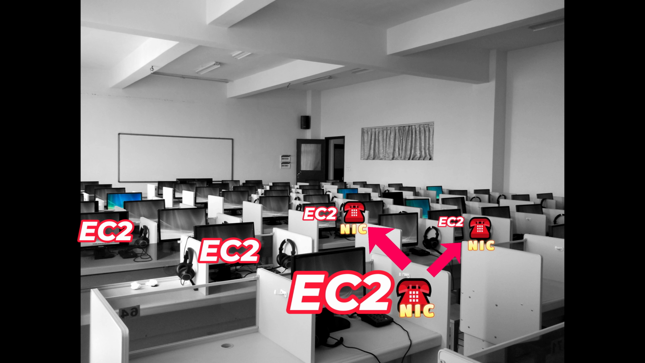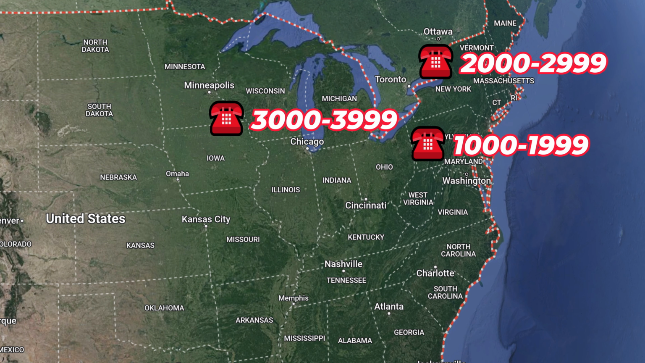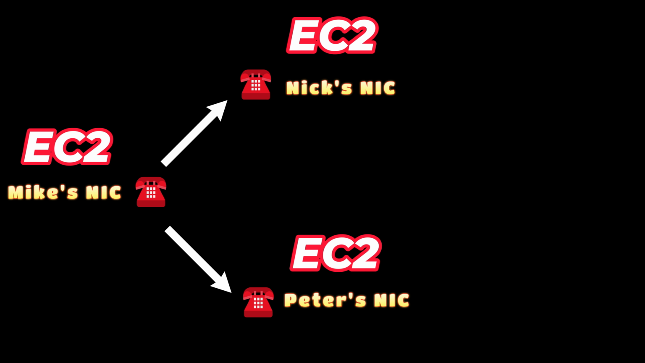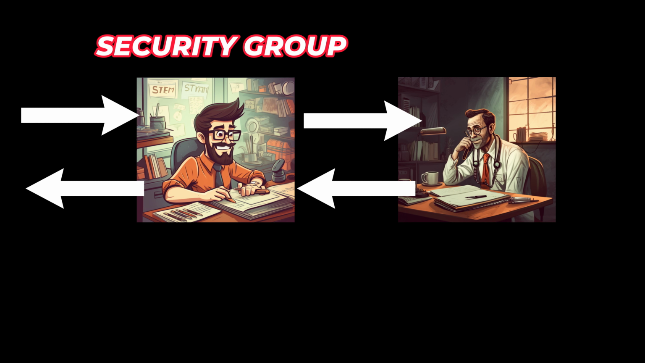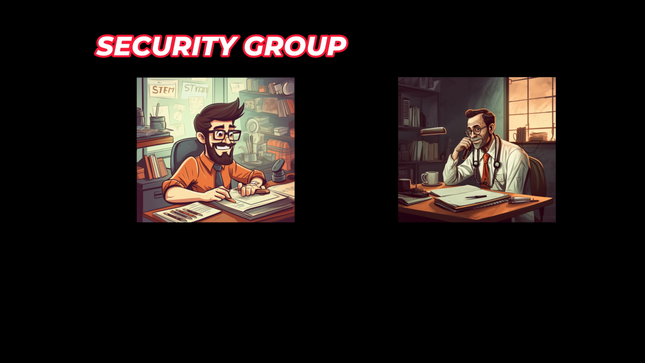A VPC is a bit like an entire corporation's phone network that spans across different buildings in different continents. Each building has its own internal phone system, and each cubicle within a building can communicate with others in the same building. Security groups act like a secretary, think Steve, who screens incoming calls, or traffic, to your cubicle. They are stateful, meaning they remember the outgoing calls and allow the responses to come back in.